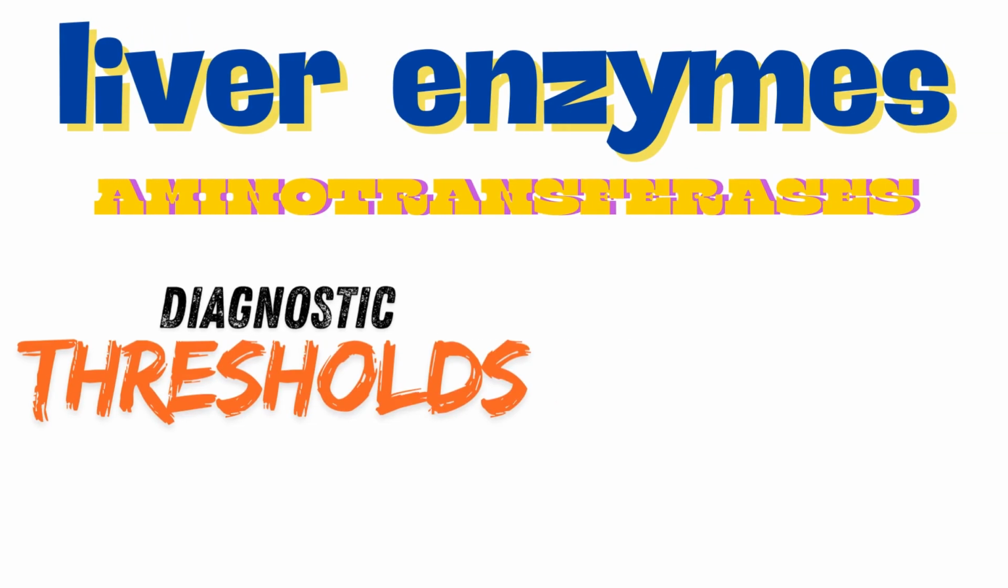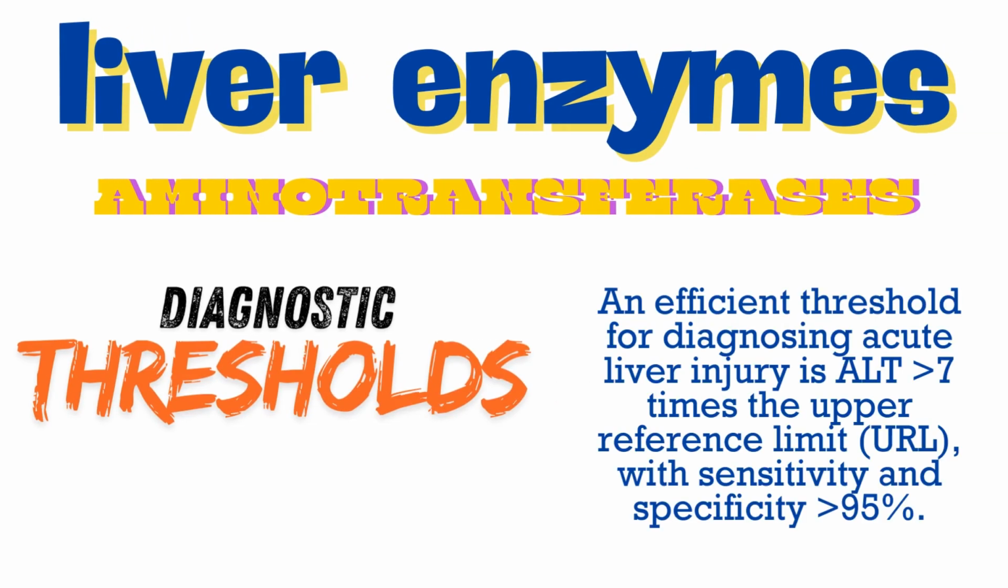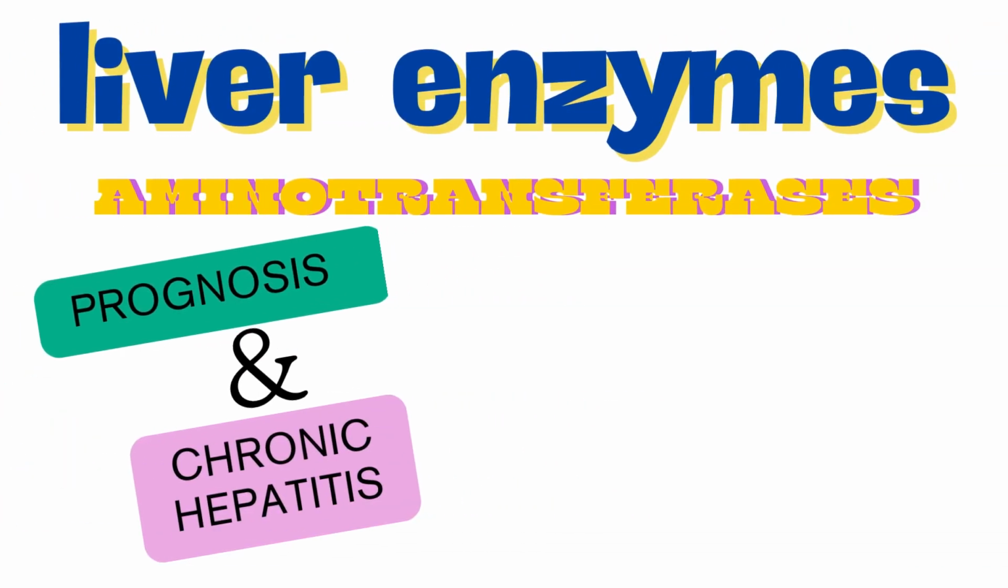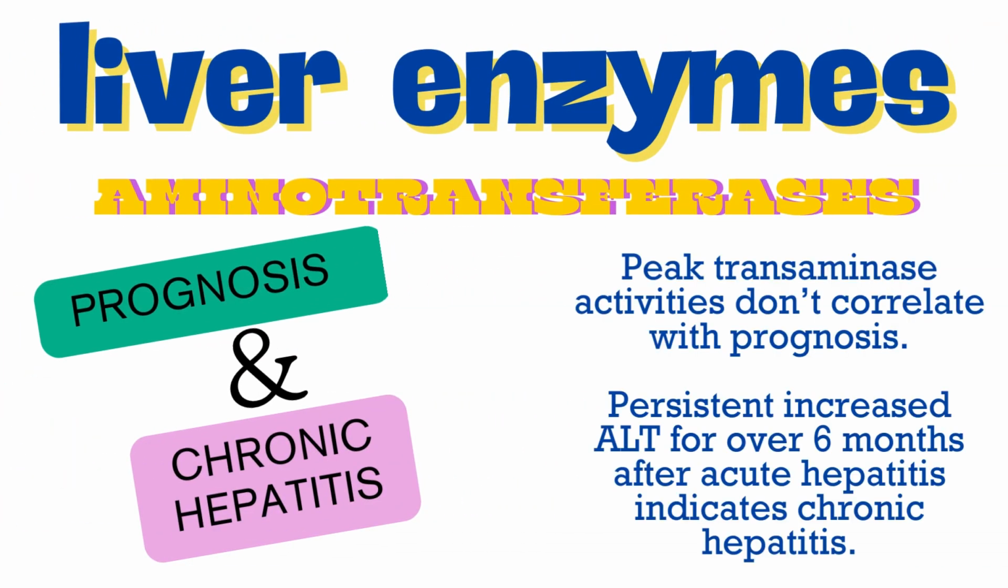Diagnostic thresholds. An efficient threshold for diagnosing acute liver injury is ALT greater than 7 times the upper reference limit, URL, with sensitivity and specificity greater than 95%. Prognosis and chronic hepatitis: peak transaminase activities don't correlate with prognosis. Persistent increased ALT for over 6 months after acute hepatitis indicates chronic hepatitis.